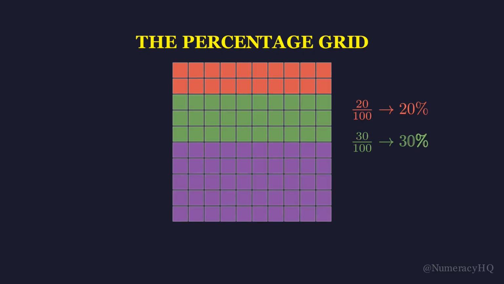And now the magic. 20 out of 100 is 20%. 30 out of 100, 30%. 50, 50%. The word percent literally means for every 100. If you can count the boxes, you can already do percentages.